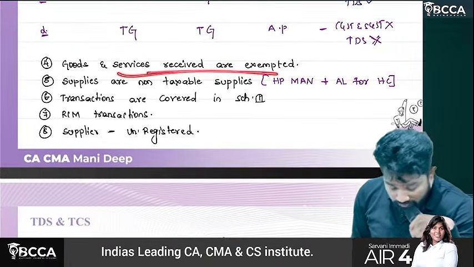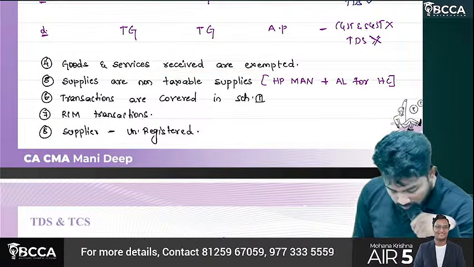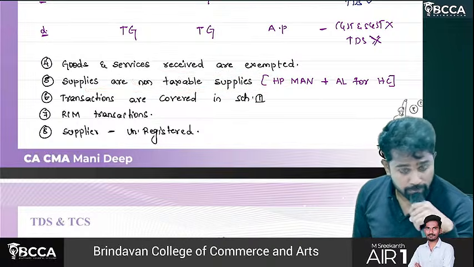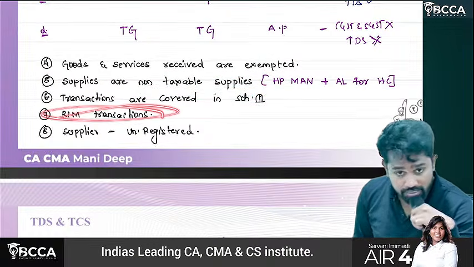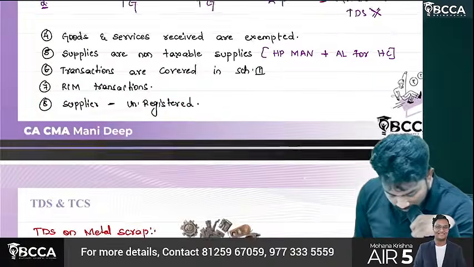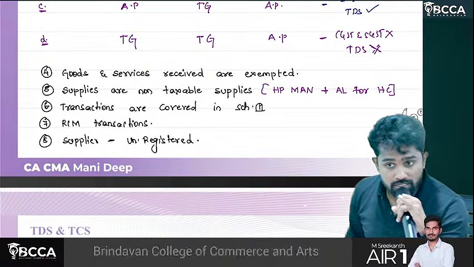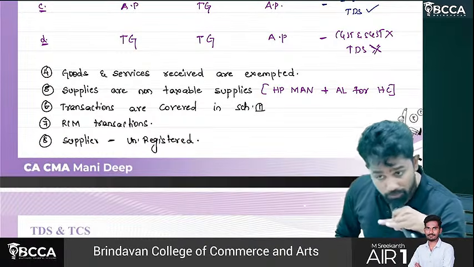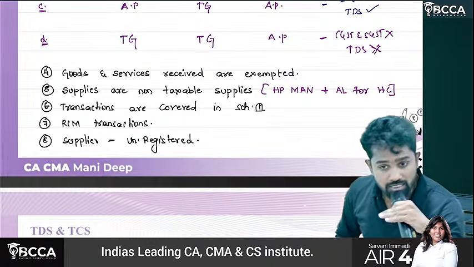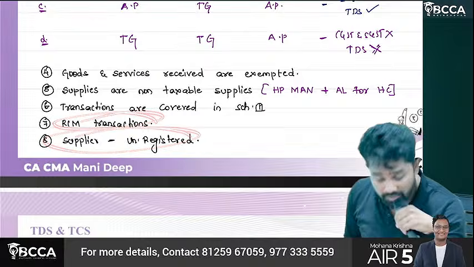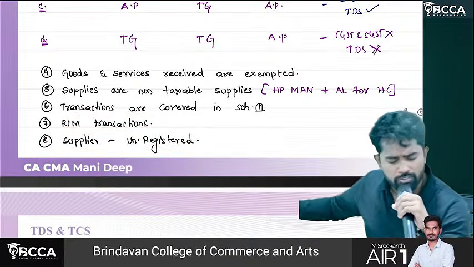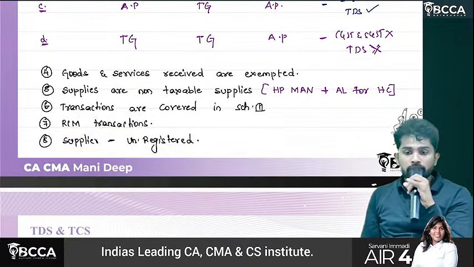Where goods and services are exempted, supplies are non-taxable supplies, or transactions are covered in Schedule 3, RCM transactions, or where the supplier is unregistered. What are those, sir? Goods and services are exempted, non-taxable supplies or transactions covered in Schedule 3, RCM transactions, and supplier is unregistered. So now once again, sir, in which cases is TDS not applicable?